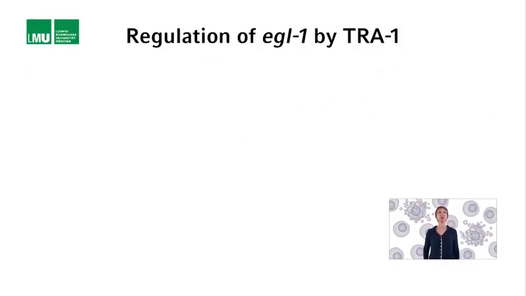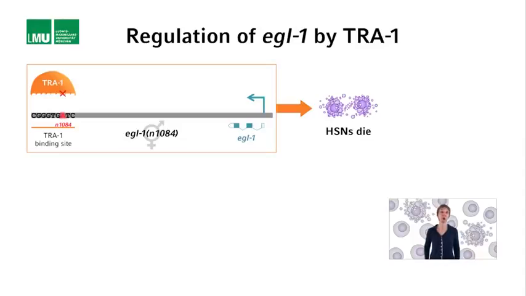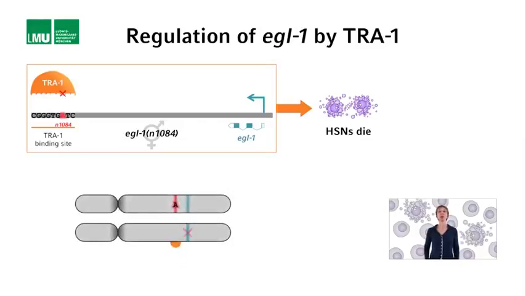Now, what happens in N1084 hermaphrodites? The level of TRA1 activity is high, but because of the N1084 mutation in the TRA1 binding site, TRA1 is unable to bind well. For this reason, TRA1 is unable to repress EGA1 transcription, which results in the inappropriate activation of EGA1 transcription and the inappropriate death of the HSNs in hermaphrodites. This would also explain why the dominant EGA1 mutations are dominant in the first place.